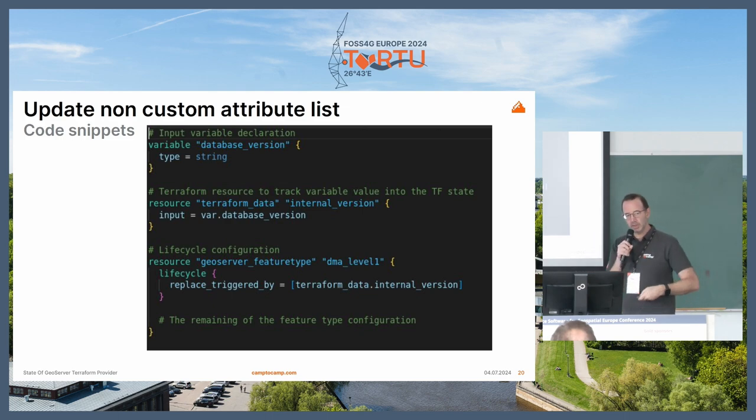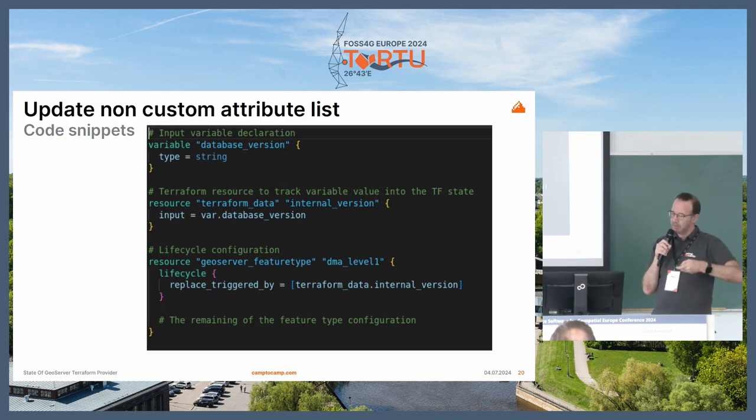And this way, it will replace, recreate the feature type in the GeoServer configuration, by reading the new list of attributes.